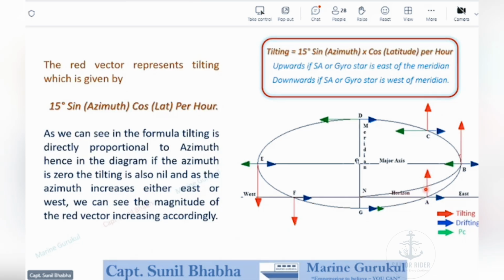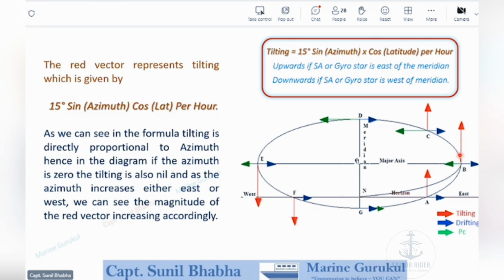If you go further away from the meridian, from point A to point B, the azimuth increases still further, and with the azimuth increasing, you can see the tilting vector also increases in magnitude. At point Bravo, the magnitude or the length of the tilting vector is much more. And if you look carefully, Bravo is the point where the spin axis is achieving its maximum easterly azimuth. And you will also see that it is at this particular point that the tilting vector has the maximum magnitude.